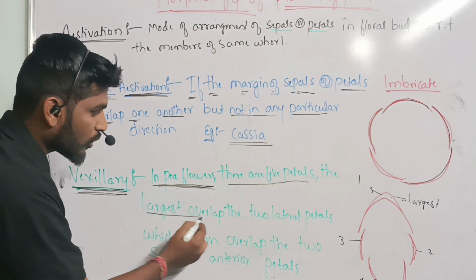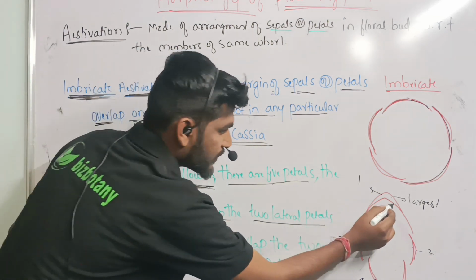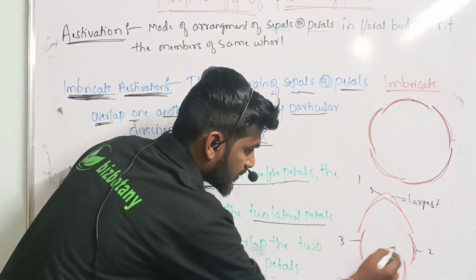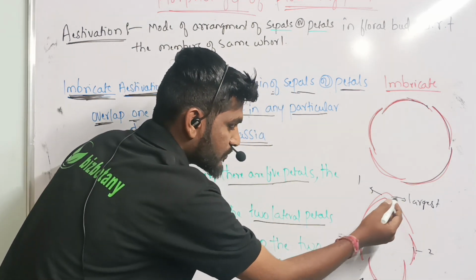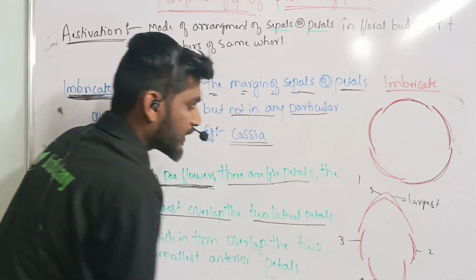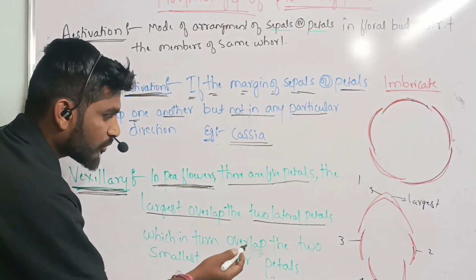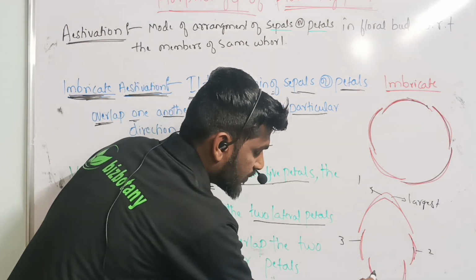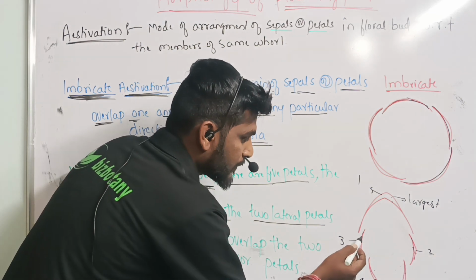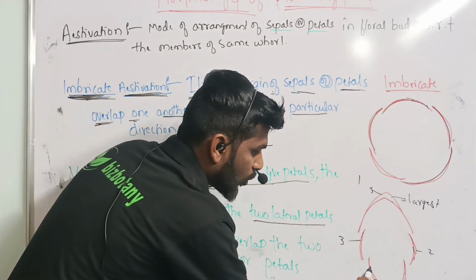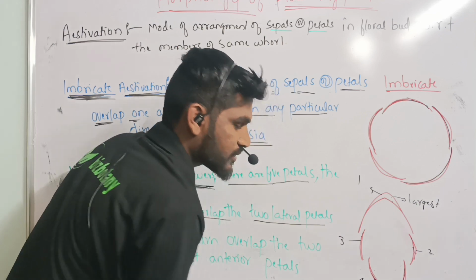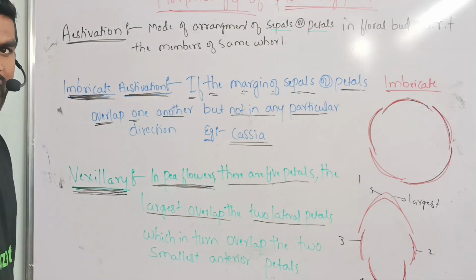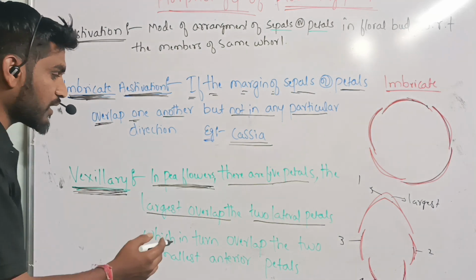The largest petal overlaps the 2 lateral petals. These are the 2 lateral petals. The largest one overlaps the lateral petals, which in turn overlap the 2 smallest anterior petals. These are the 2 anterior petals of the pea flower. Such type of aestivation we call vexillary aestivation, which is seen in pea plants.